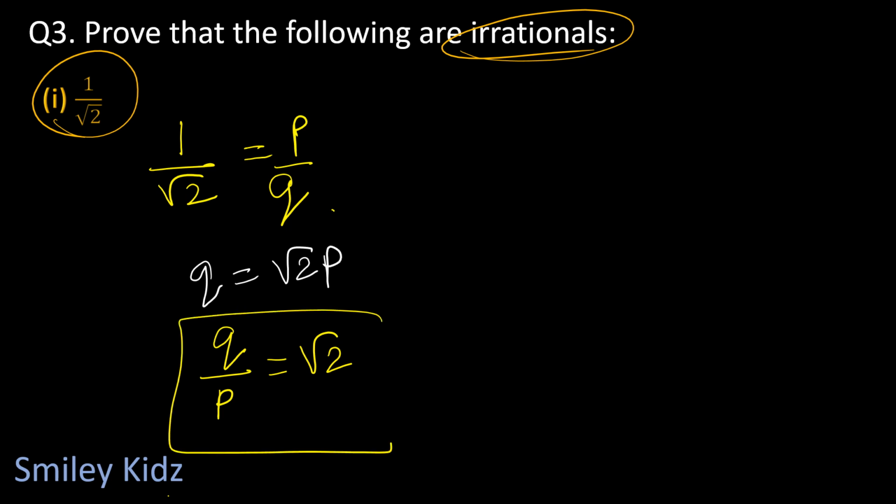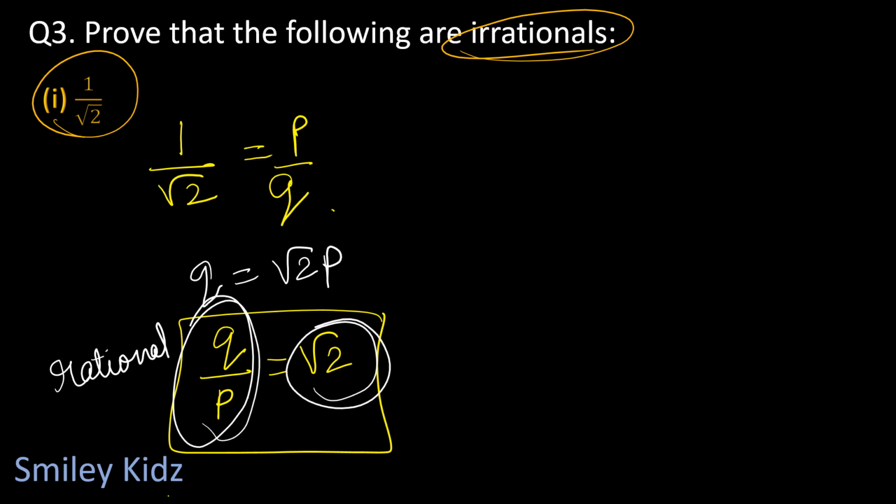But wait, what? Here Q upon P, where Q and P are integers, turns out to be a rational number. But when we have a look at the RHS, we are able to see that root 2 is an irrational number. So this is a contradiction to the fact that 1 by root 2 is a rational number. So we conclude that 1 by root 2 is irrational.